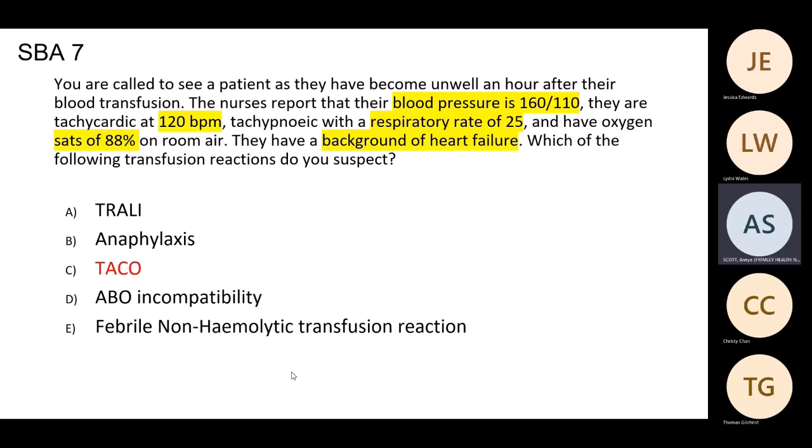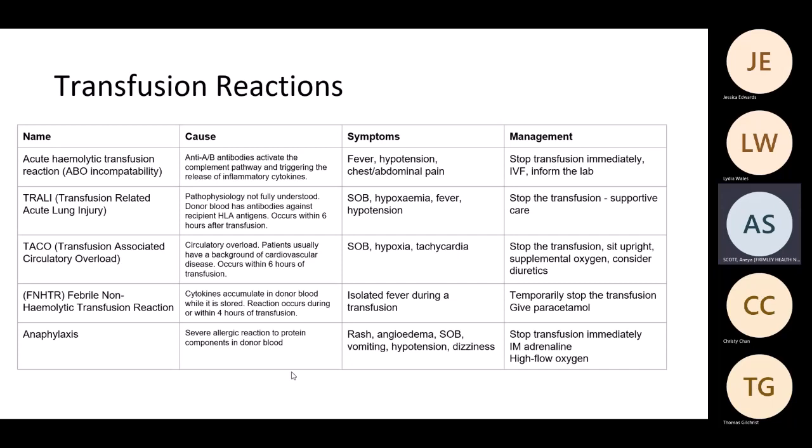So this is the table of the transfusion reactions that I think are the important ones to know for finals. You've got your ABO incompatibility, which was what the first question was related to, and we've gone through that one already. If anyone has any questions, feel free to ask. But very importantly in that one, tell the lab, because that shouldn't be happening. We do all the tests in this country, so something's probably gone wrong along the way.